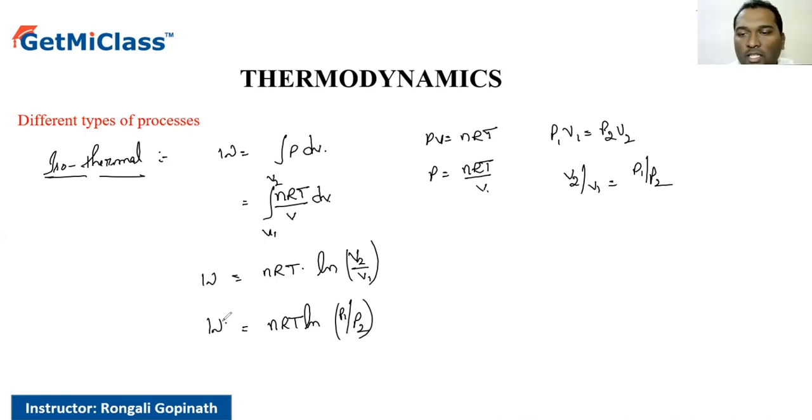These are the main aspects of isothermal process. One is work done. You should know the formula for work done no matter what. That is nRT into ln V2 by V1, or nRT into ln P1 by P2. And the internal energy of a gas always remains constant, and PV equals constant. These are the main aspects of isothermal process.